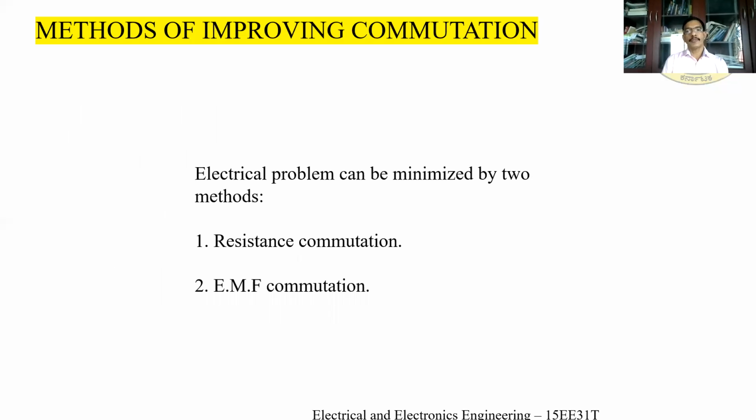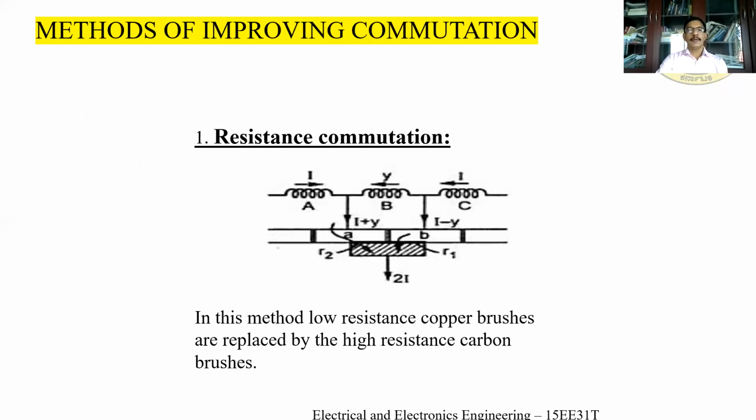Next, electrical problems can be minimized by two methods. One is resistance commutation, another one is EMF commutation. In detail, you have to study about this resistance commutation and EMF commutation. Resistance commutation. In this method, low resistance copper brushes are replaced by high resistance carbon brushes. We already discussed brushes.